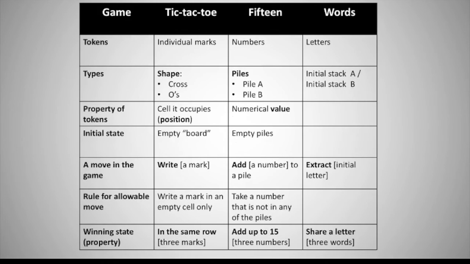What is the rule for an allowable move? Well, in tic-tac-toe is to write a mark in an empty cell only. In 15 is to take a number that is not in any of the piles. And what is the winning state? Is to have 3 marks in the same row, 3 numbers adding up to 15, and in words is sharing a letter. You have 3 words that share a letter.